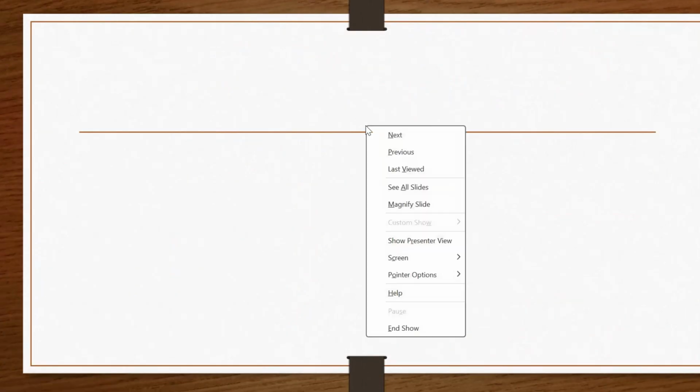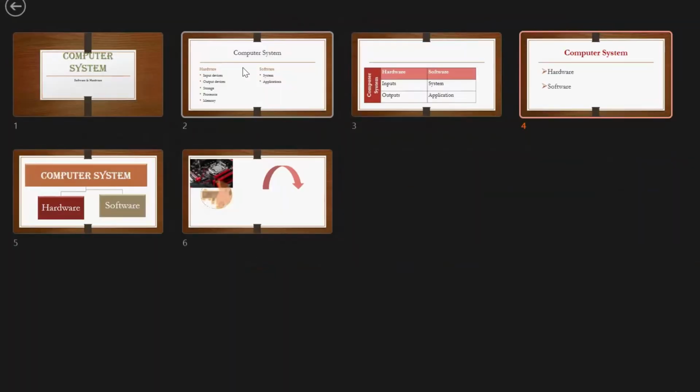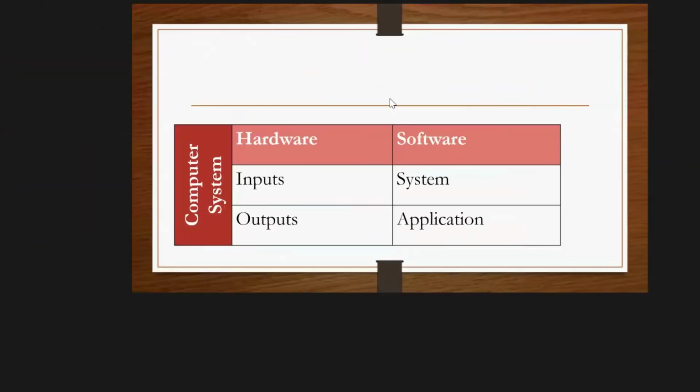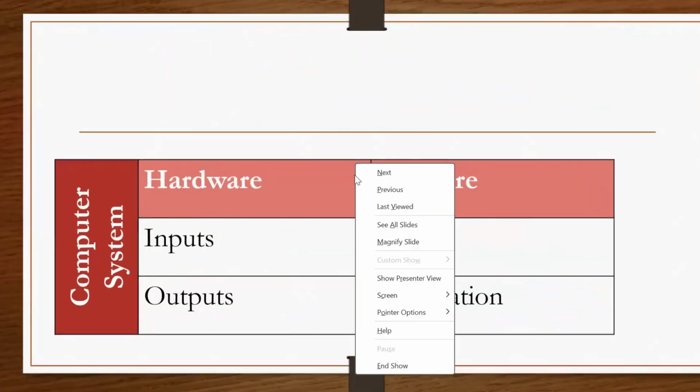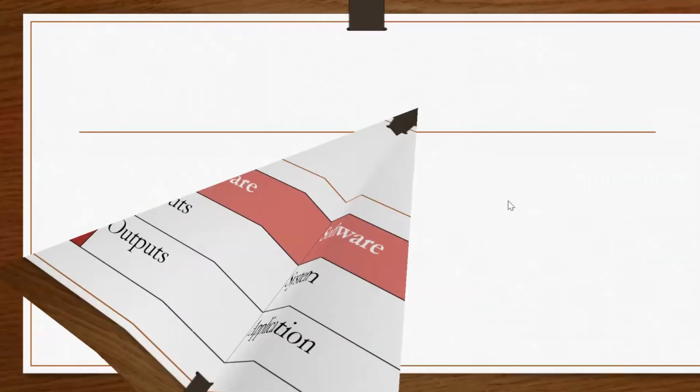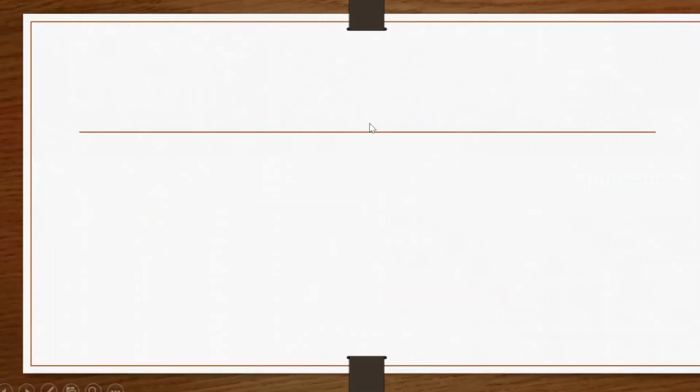Also, you can right click on any slide to move to the next or the previous or the last viewed slide, or to see all slides like this and to choose the slides that you want to display now on the slideshow. Also, you can use the screen to show a black or white screen. I will go to last view to go to the previous slide.